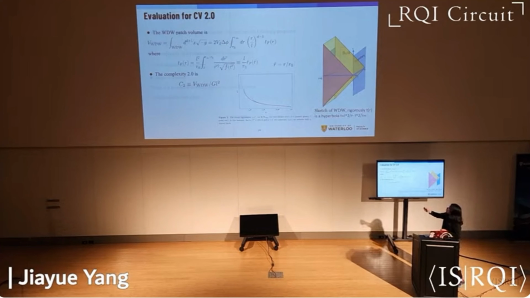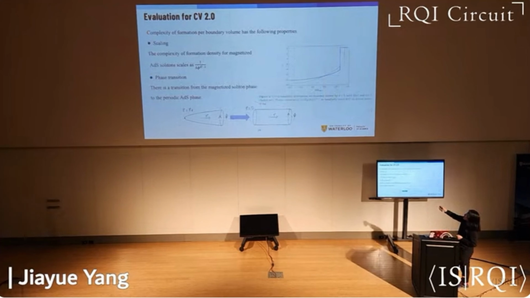If we plot this CV version 2 versus the Wilson line, we find that the AdS soliton also scales as 1 over delta phi to the D minus 1. And there is a phase transition at this point from this AdS soliton to the AdS case.